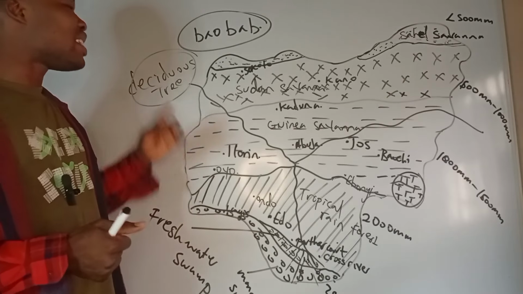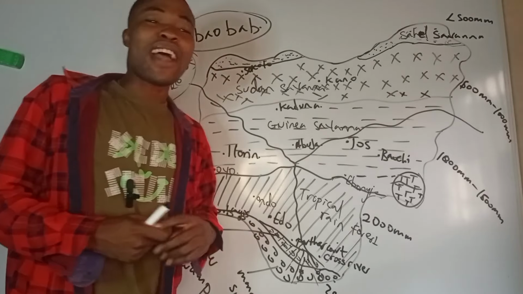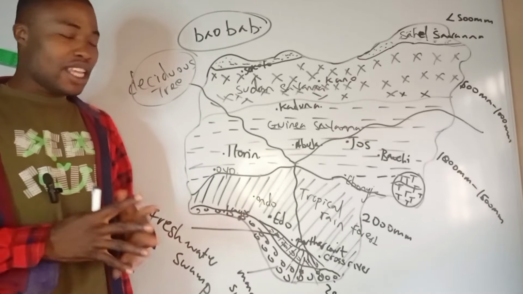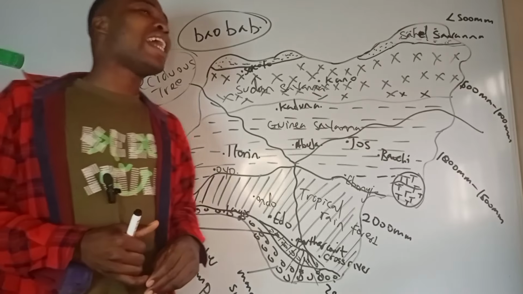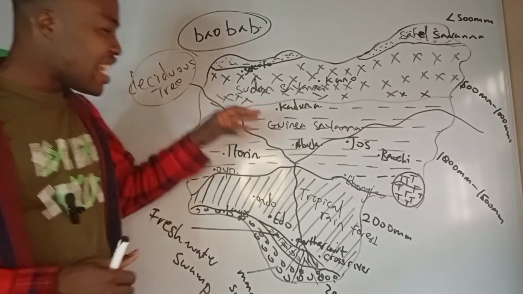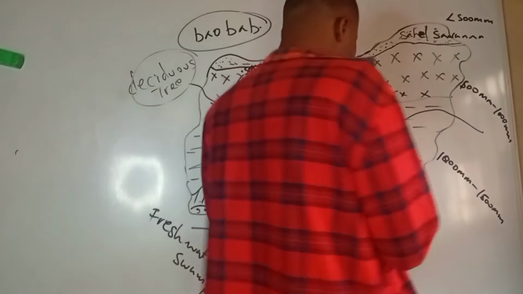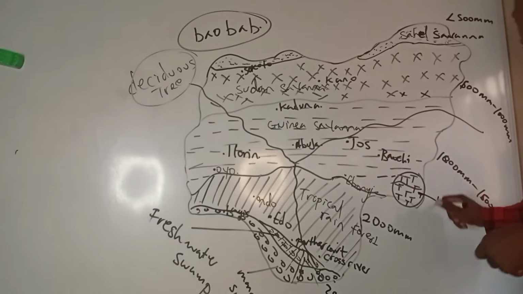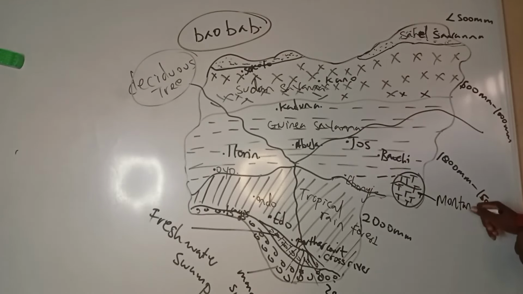There's an island usually characterized with moist savanna. That island is usually known as the Afro-Alpine. Such vegetation in Nigeria is called the montane vegetation. So over here is the montane vegetation.